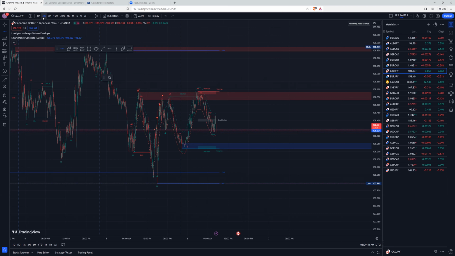With 3 minutes, it can be a little bit closer. So this is why we'll be using 3 minutes and 5 minutes. When you use 3 minutes, your trade is for 9 minutes. When you use 5 minutes, your trade is for 15 minutes.